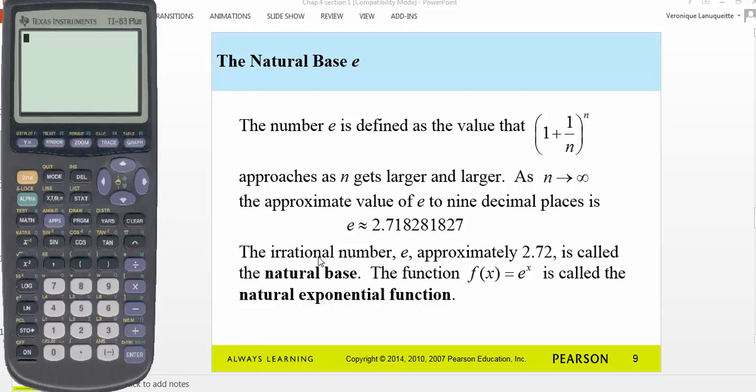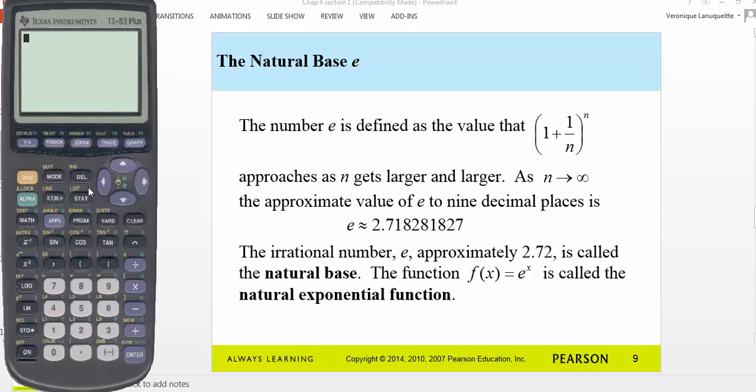Let's go ahead and find the value of e, being an irrational number, just like pi is an irrational number, which is about 3.14. e is about 2.7, and e is defined as being the limit of this expression over here as n gets larger and larger, as n approaches infinity.